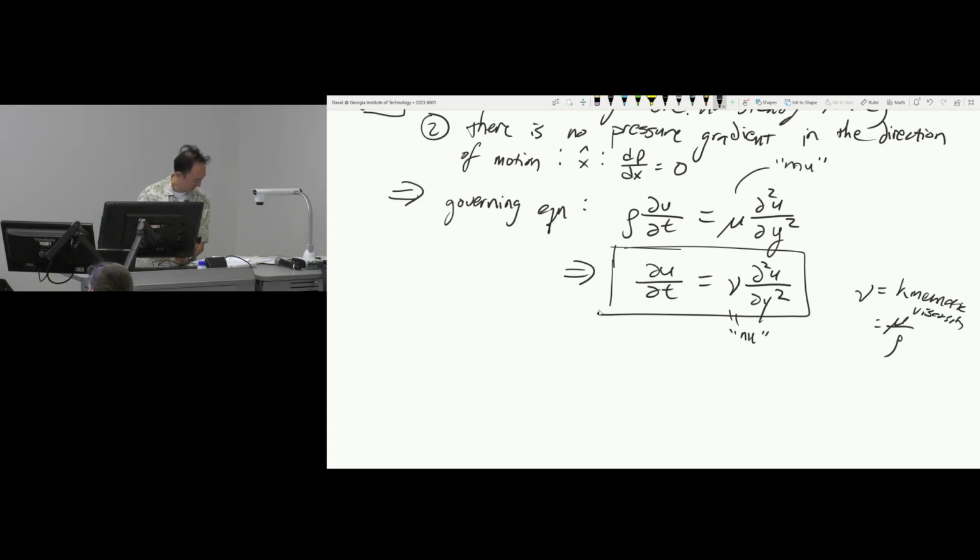All right, so that's our governing equation. Like all Navier-Stokes, this is time dependent. You have initial conditions because time matters, and you have boundary conditions because space matters. So let's just write it out so people know what I'm talking about. Initial conditions.